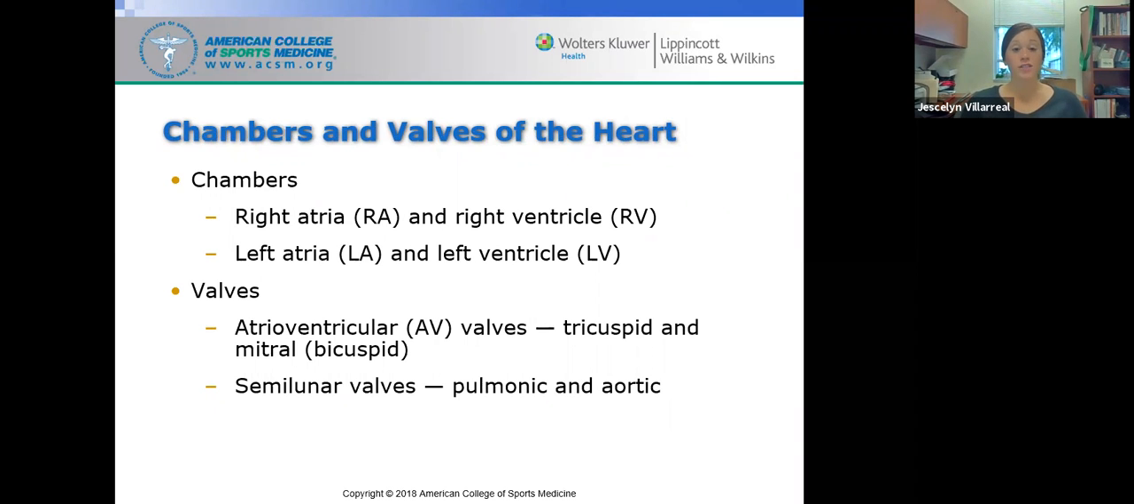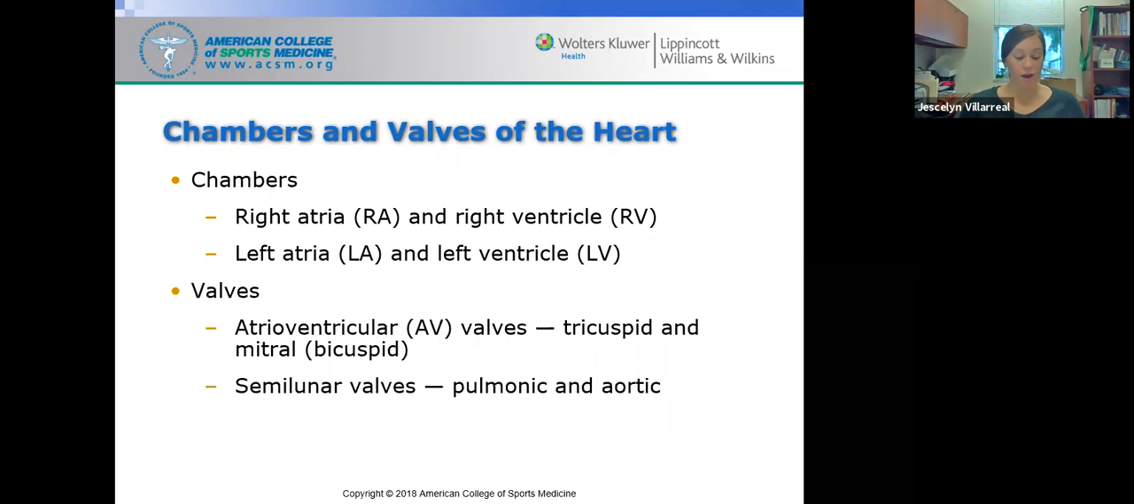On pages 136 to 137 of your book, we go into chambers and valves of the heart. So you have two chambers, the right atria and right ventricle, and you have the left atria and left ventricle. These are your two pumps with two chambers in each pump.